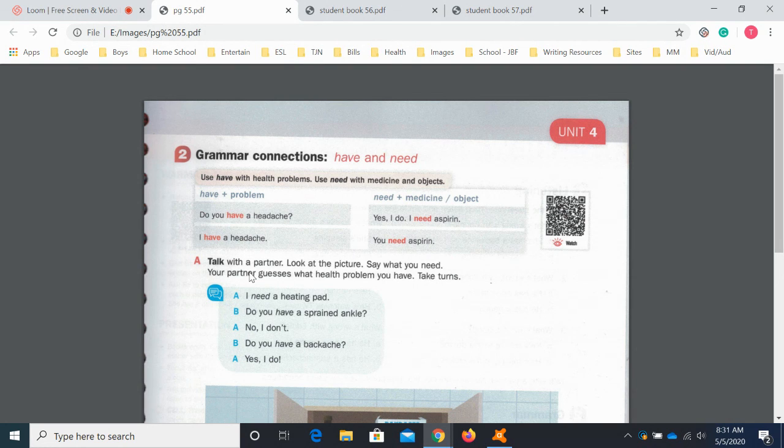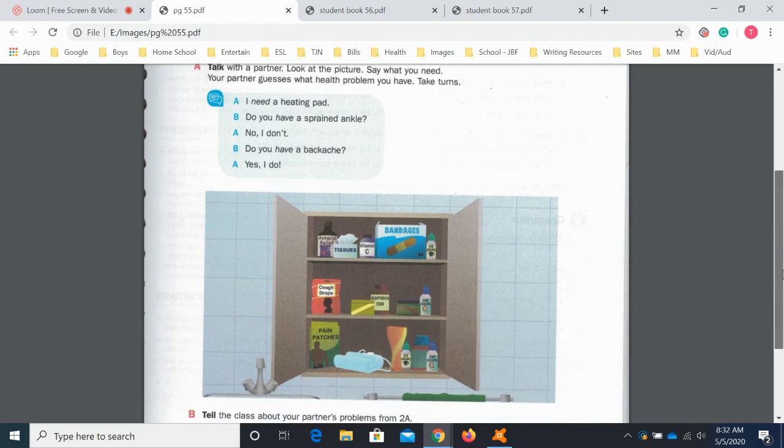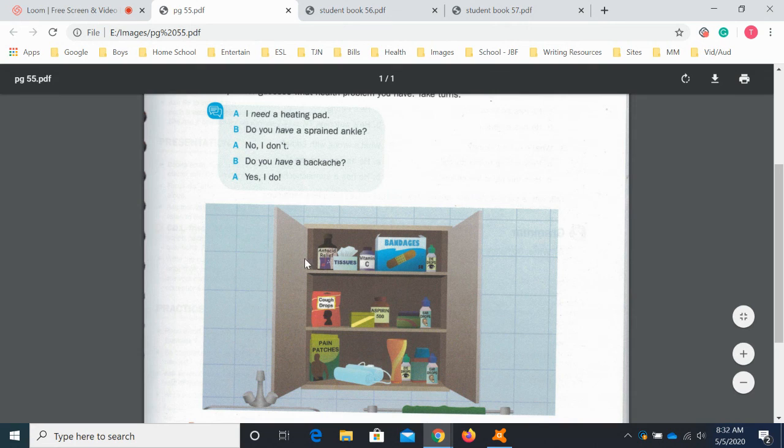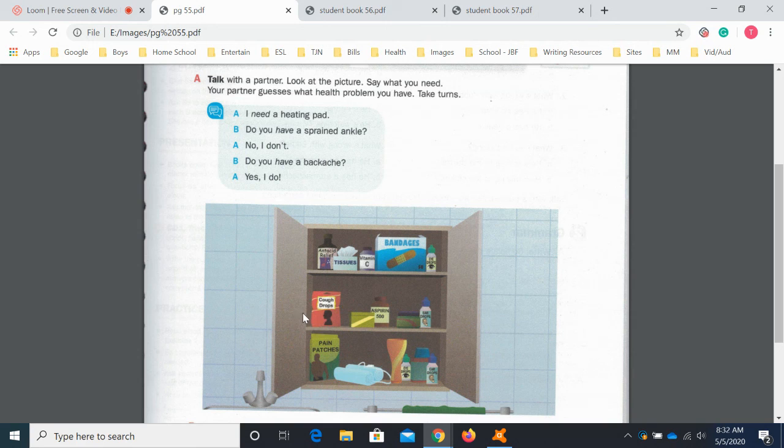So let's look at exercise 2A. We see here in 2A, we have a nice big fat picture right here. All right. What are some things that we see in this picture? This is a medicine cabinet. Looks like we're in a bathroom, right? This is the medicine cabinet in the bathroom.